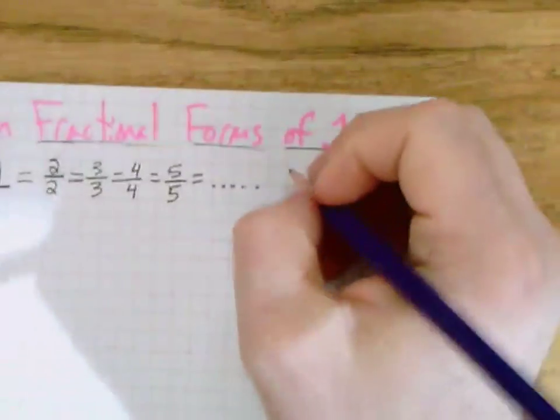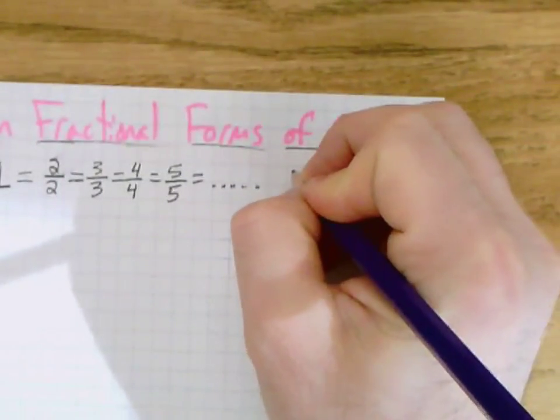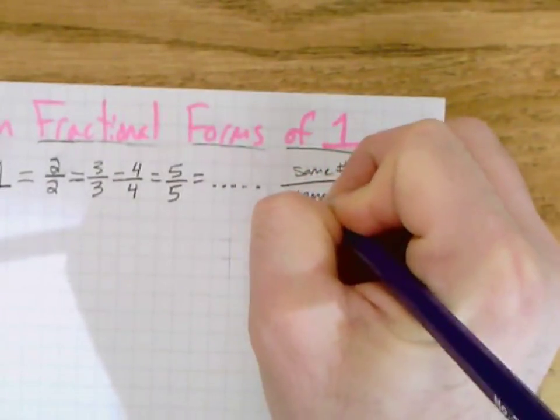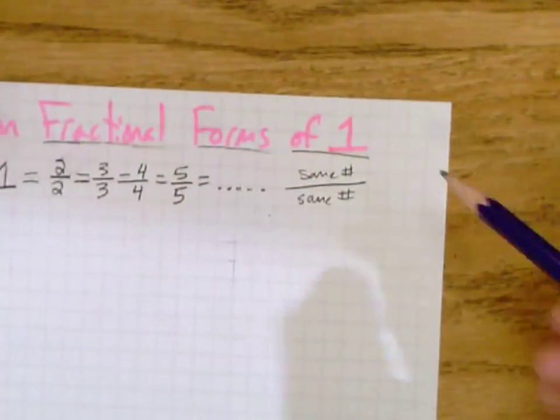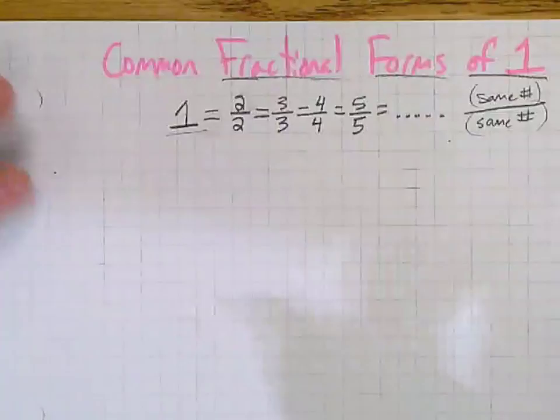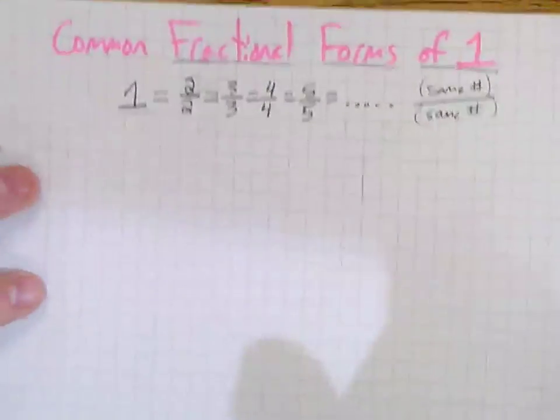What's important is that I have the same number on top as the number on the bottom. So same number, same number. Have the exact same thing on top, exact same thing on bottom, and that is a fractional form of 1. Alright, what this does for us.